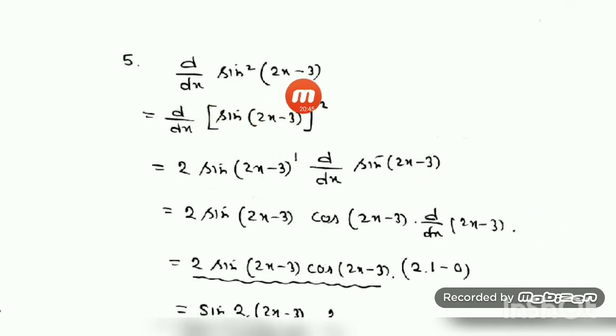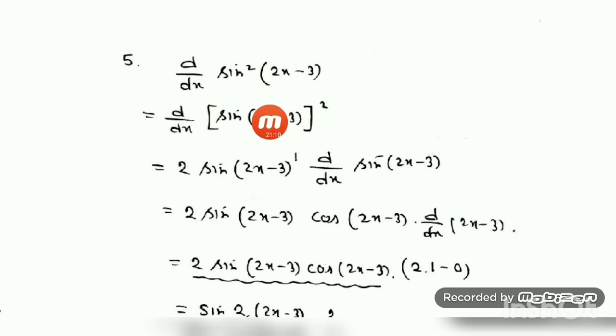d/dx of sin²(2x − 3). You see, if I think of this portion as x, it will convert to the sin² x formula. Is there any formula for sin² x? No, there is no standard formula for sin² x. That's why I have to write this. The power is a constant, you know. sin² θ can be written as (sin θ)². So I can write this as (sin(2x − 3))².